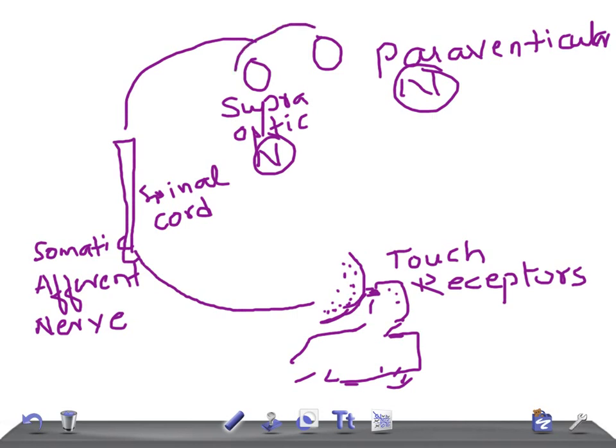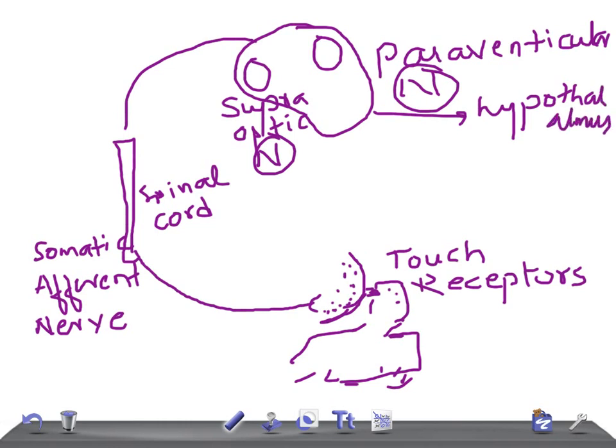So this should be the hypothalamus, right? Did you get me? So when the baby starts touching or sucking, the touch receptor is stimulated and the impulses are carried through the somatic afferent nerve fibers to the spinal cord and end in the supraoptic nucleus and the paraventricular nucleus of the hypothalamus. And this is the hypothalamus.